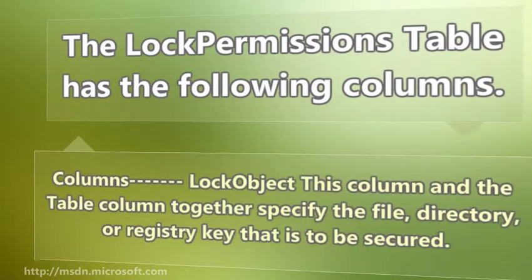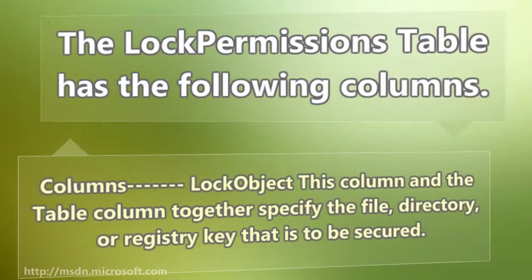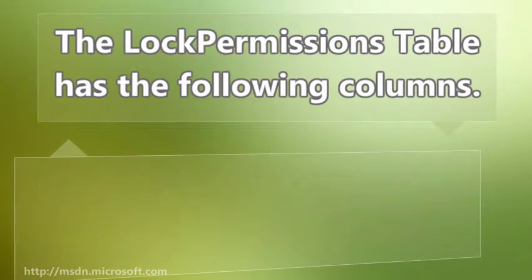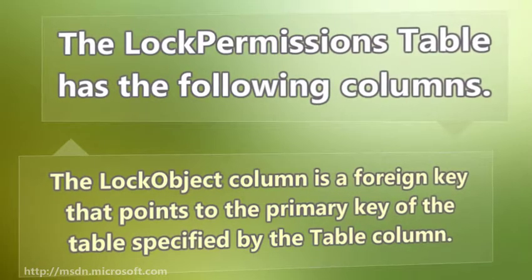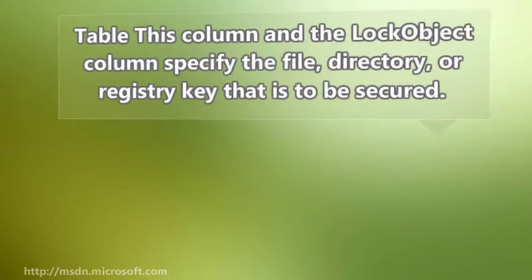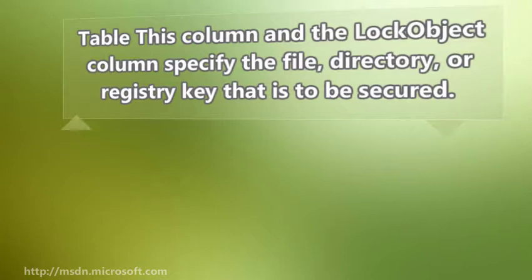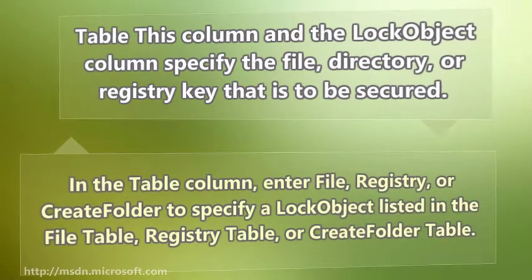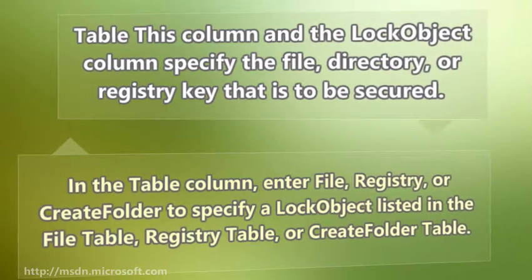Columns. LockObject: this column and the Table column together specify the file, directory, or registry key that is to be secured. The LockObject column is a foreign key that points to the primary key of the table specified by the Table column. Table: this column and the LockObject column specify the file, directory, or registry key that is to be secured. In the Table column, enter File, Registry, or CreateFolder to specify a lock object listed in the File table, Registry table, or CreateFolder table.